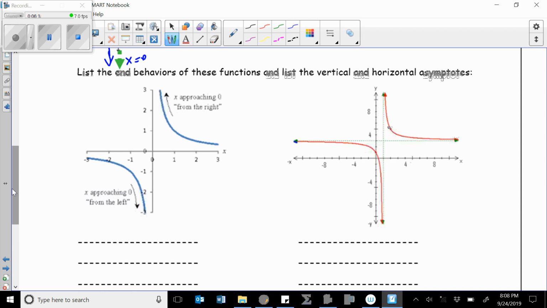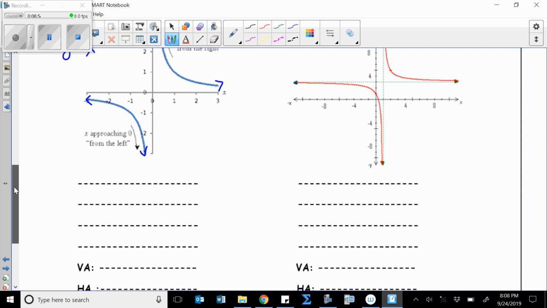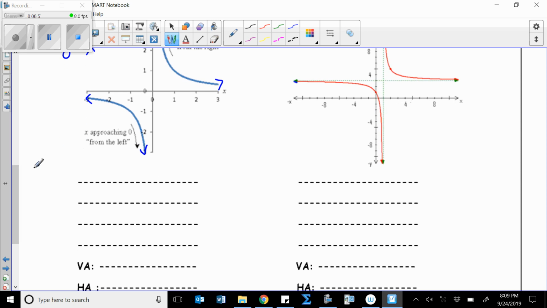Now we want to find the end behaviors of functions. Let's first start with the parent function, which is 1 over x. So y equal to 1 over x is the equation of this parent rational function. The end behaviors are this one, this one, this one, and this one. We have 4 ends on our function. So we need to decide what is happening to our x and y on each of these end behaviors.